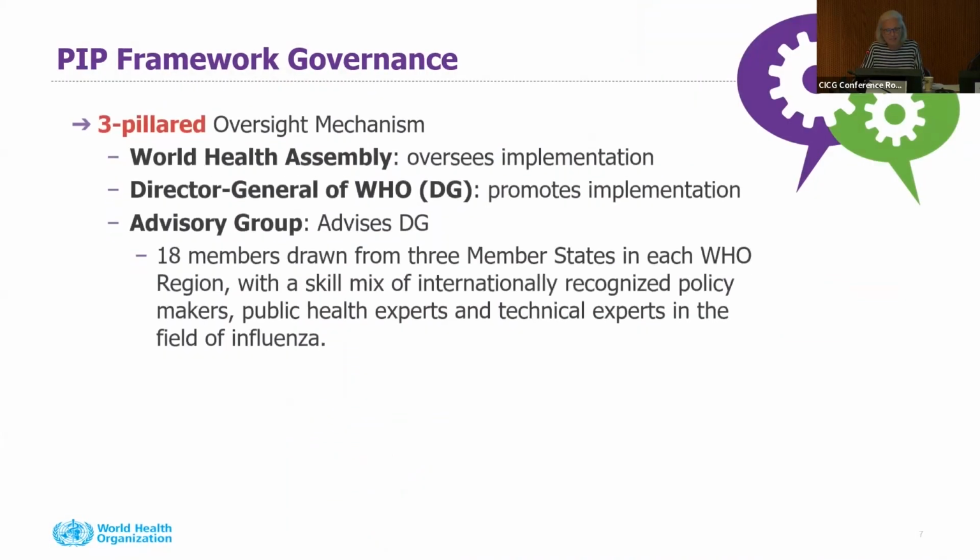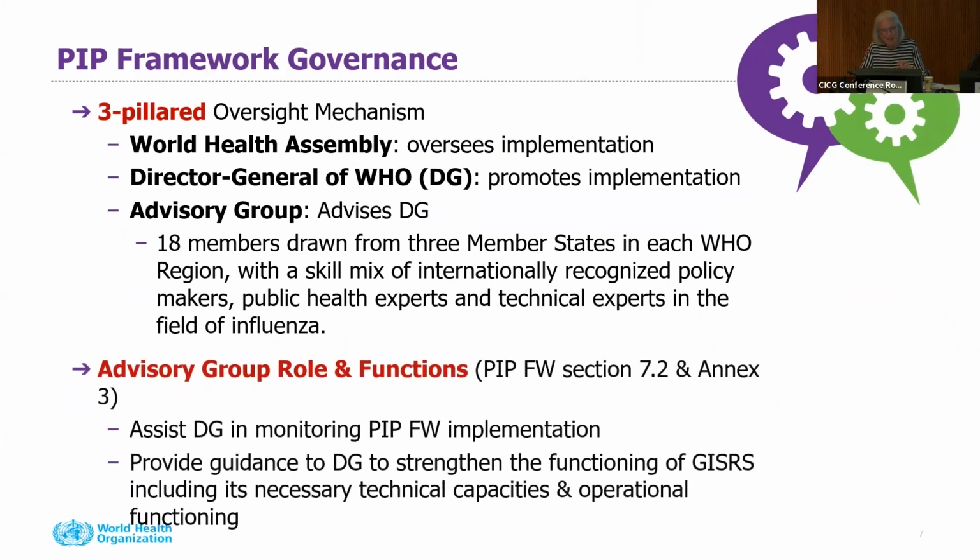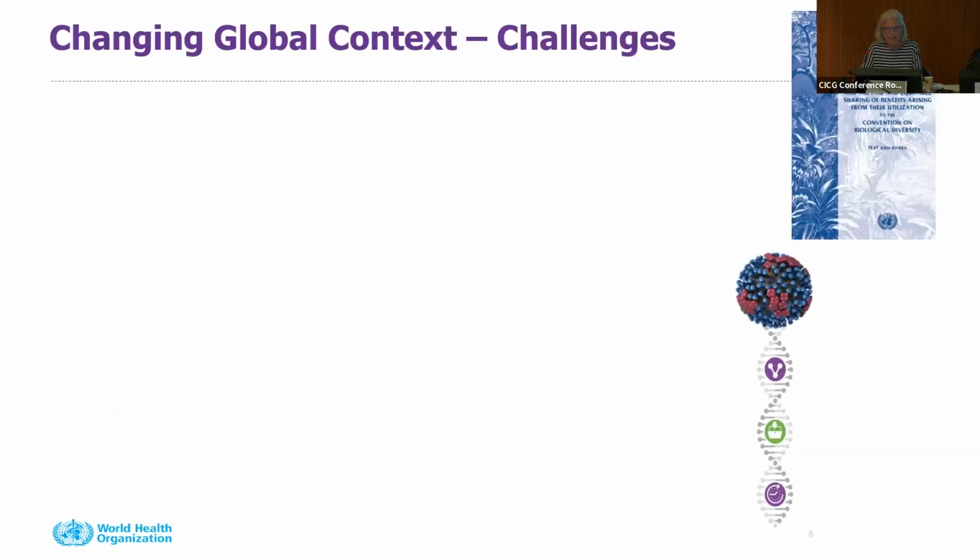The PIP Framework Governance, I won't go into it too much, but I think it is important to say that there is a 3-pillared oversight mechanism: World Health Assembly, DG, and the famous PIP Framework Advisory Group. This is an invaluable group of members. 18 of them come together twice a year. They provide assistance to the Secretariat and guidance to the DG to strengthen the functioning of GSRIS. And in that sense, they are really an invaluable asset to the PIP framework implementation.